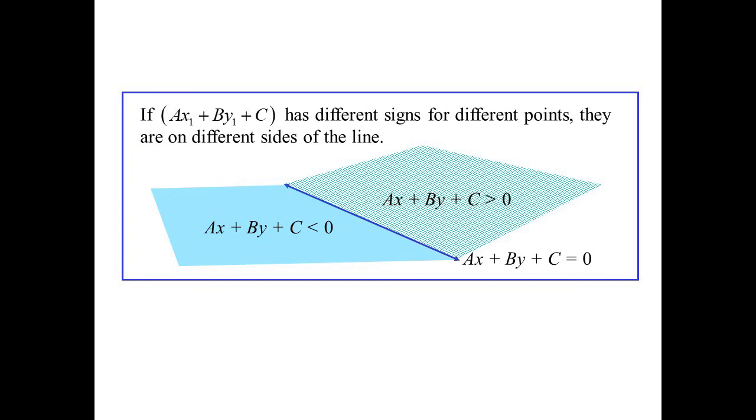You just substitute it in the general form. If they're both positive, they're on the same side. If one's positive, one's negative, they're on different sides.